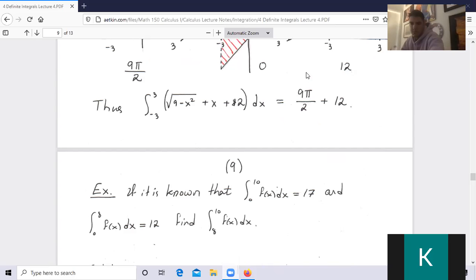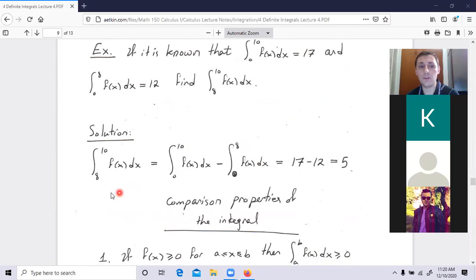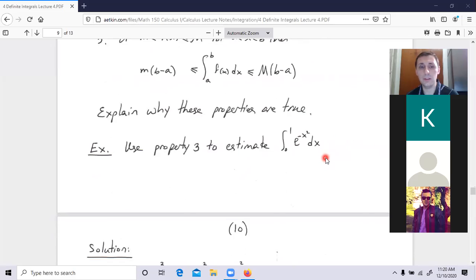Faster. The answer is 5. Why? Because the integral from 8 to 10 is the integral from 0 to 10 minus the integral from 0 to 8, which is 17 minus 12, which is 5. Good?